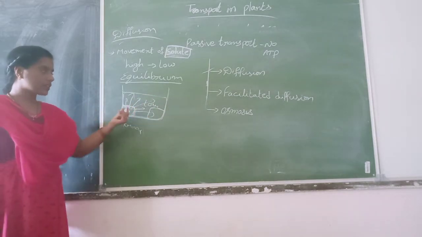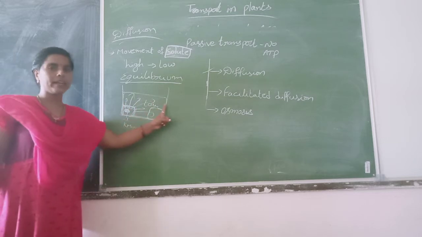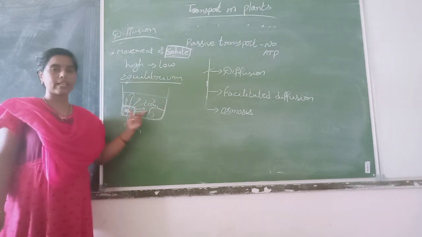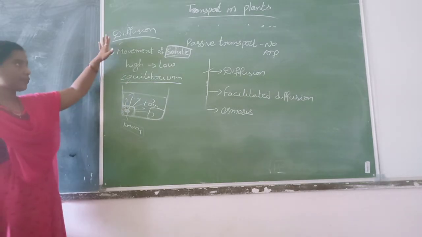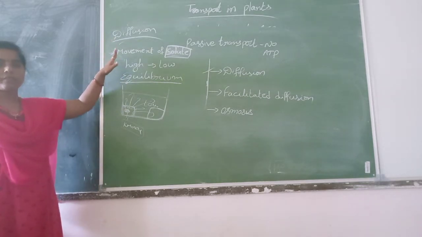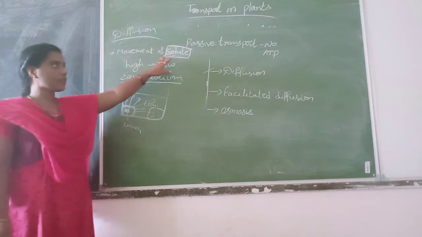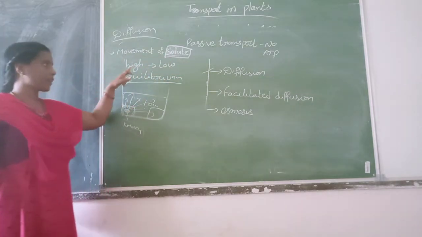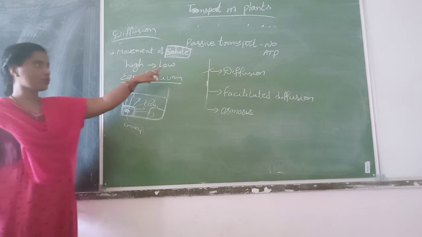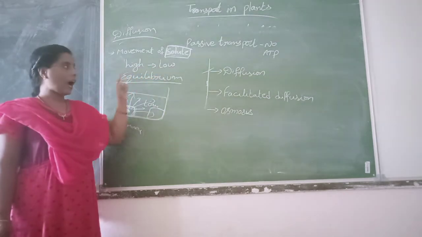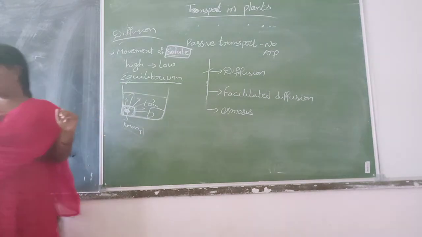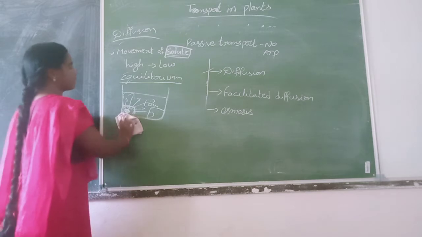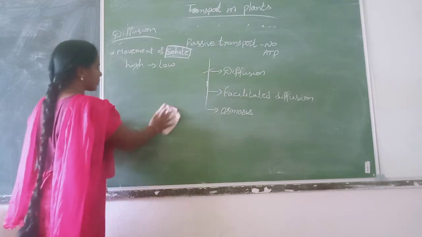Completely, these molecules are spread evenly. That condition we can say is equilibrium. So diffusion is the process in which particles move from high concentration to low concentration up to the formation of equilibrium. Okay? And this is the diffusion process.